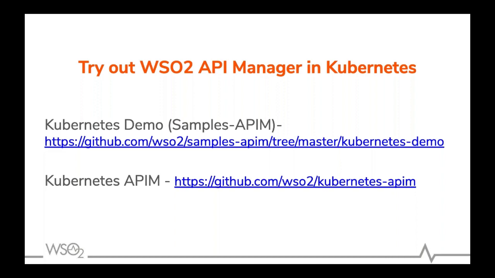And the next question is, what are the publisher, store and the gateway? In this demo we have deployed pattern one. It is a single all-in-one deployment, where the publisher, store, gateway, key manager, and traffic manager are all in a single server, and analytics is a separate one.